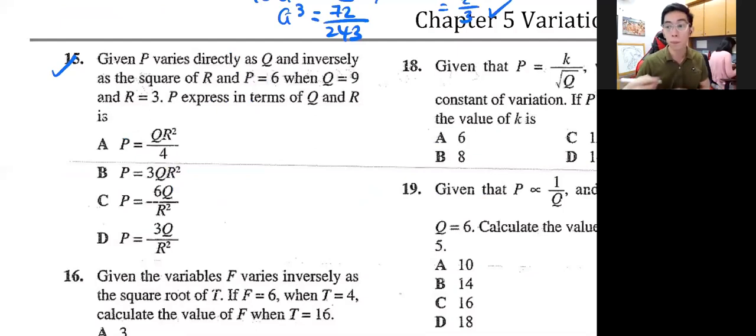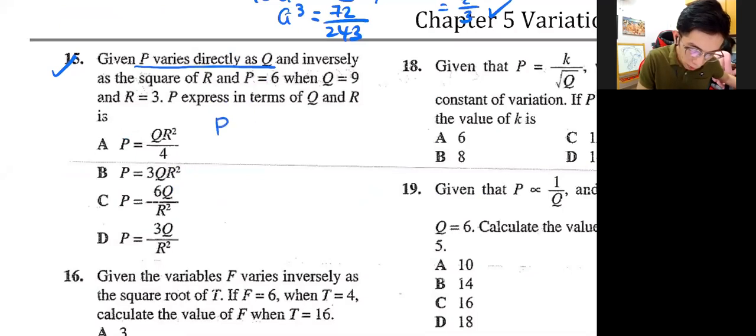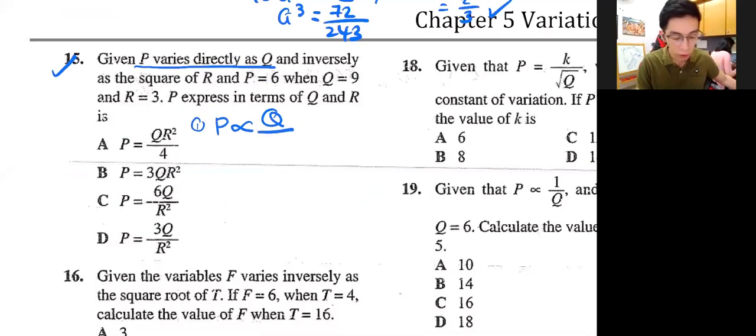Question 15. Given P varies directly as Q. Step 1 already: P varies directly as Q, so put Q straight away. Inversely as the square of R, so R square. Be careful: if they say square root of R, then you put square root R. So be careful with the words that they give you.